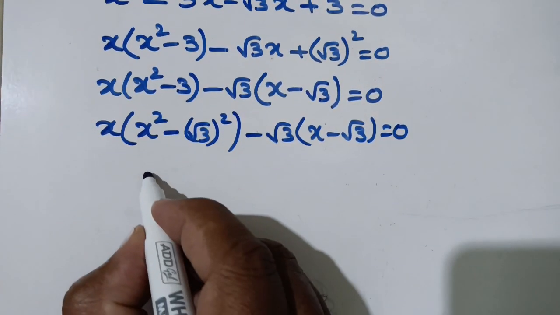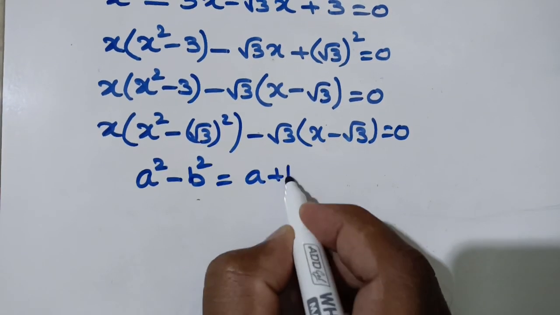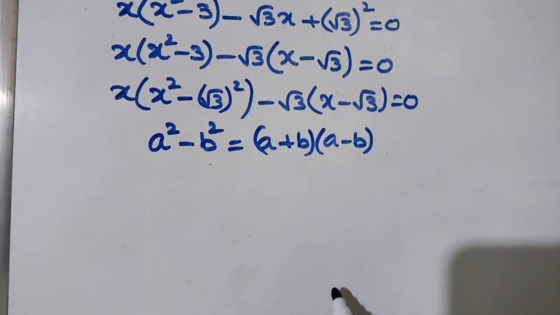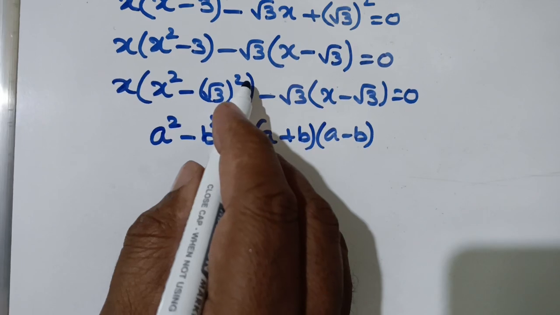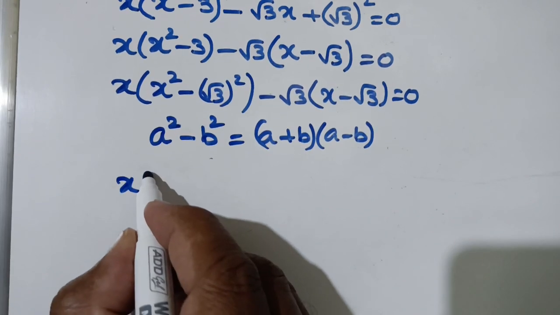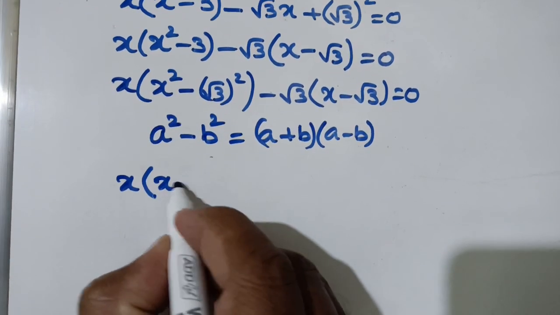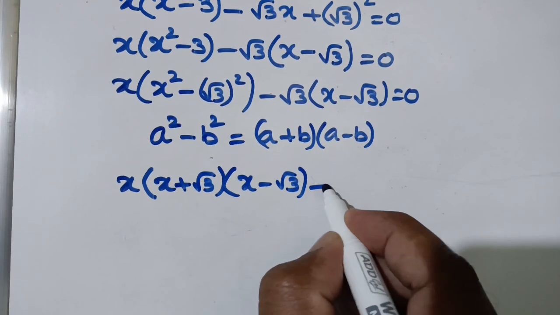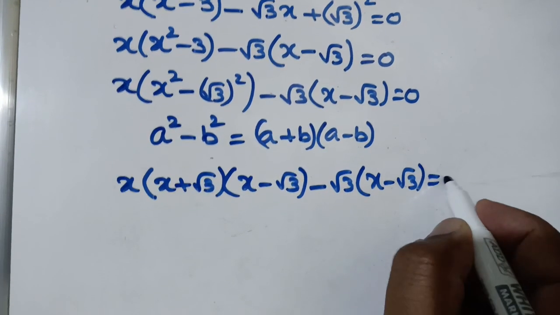So here, using the algebraic identity, a square minus b square is equal to a plus b times a minus b, I can expand the two terms present inside this parenthesis, x square minus root 3 square. So this gives x times (x plus root 3) times (x minus root 3) minus root 3 times (x minus root 3) is equal to 0.